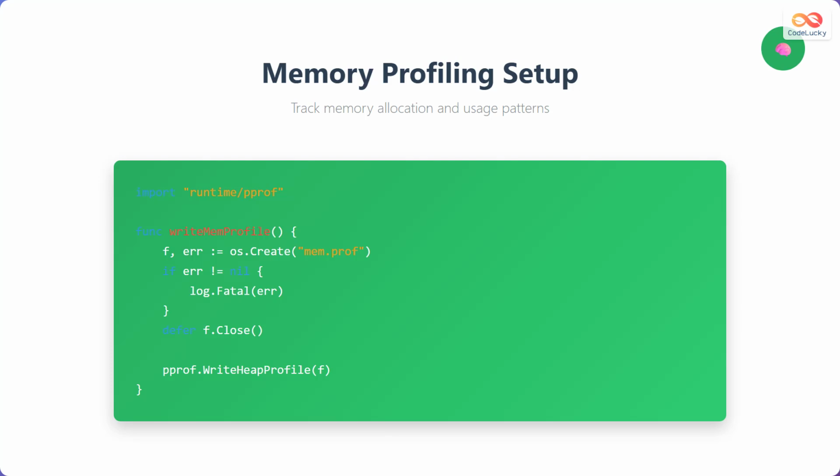The code example demonstrates how to write a memory profile using the WriteHeapProfile function. We create a file called mem.prof, handle any potential errors, and use defer to ensure the file is properly closed. Then we call pprof.WriteHeapProfile to capture the current state of memory allocations. This will help us identify memory leaks, understand allocation patterns, and find opportunities to reduce memory usage in our applications.